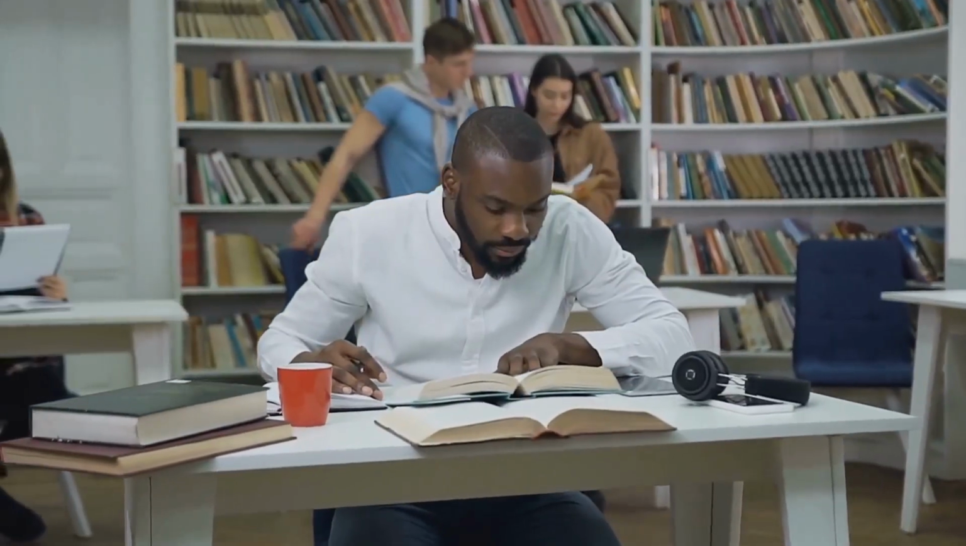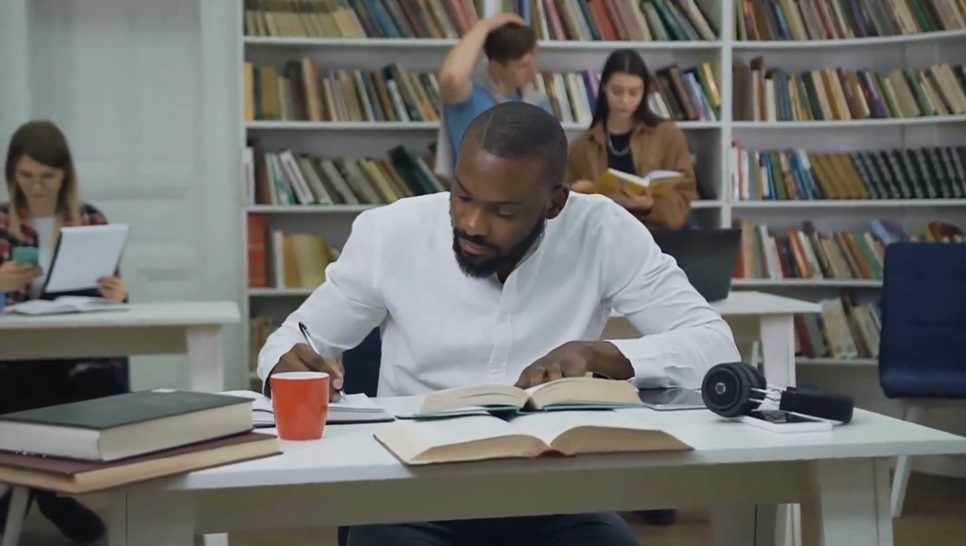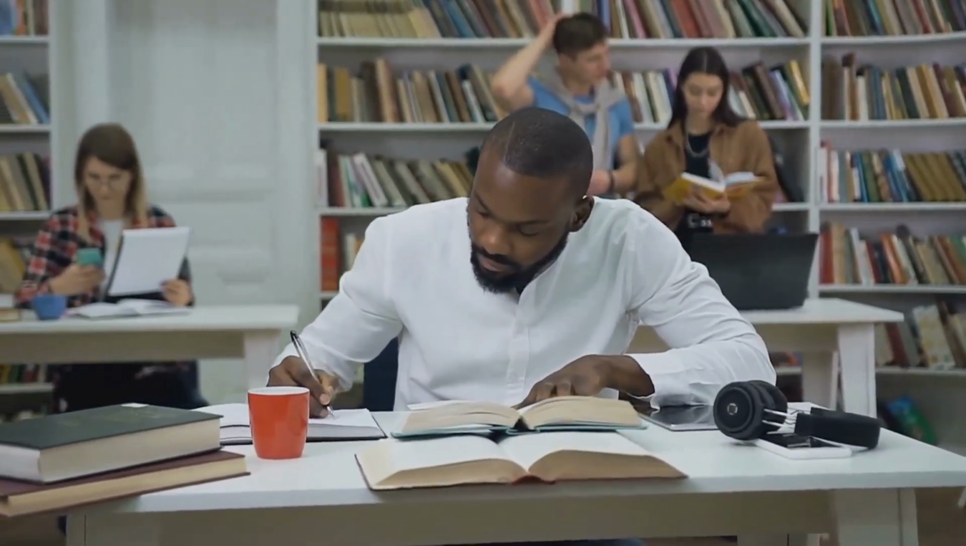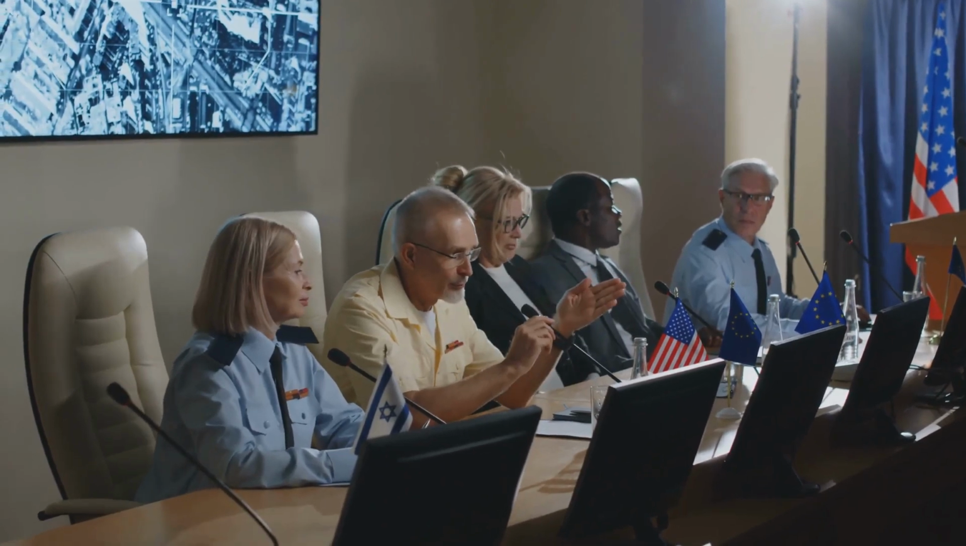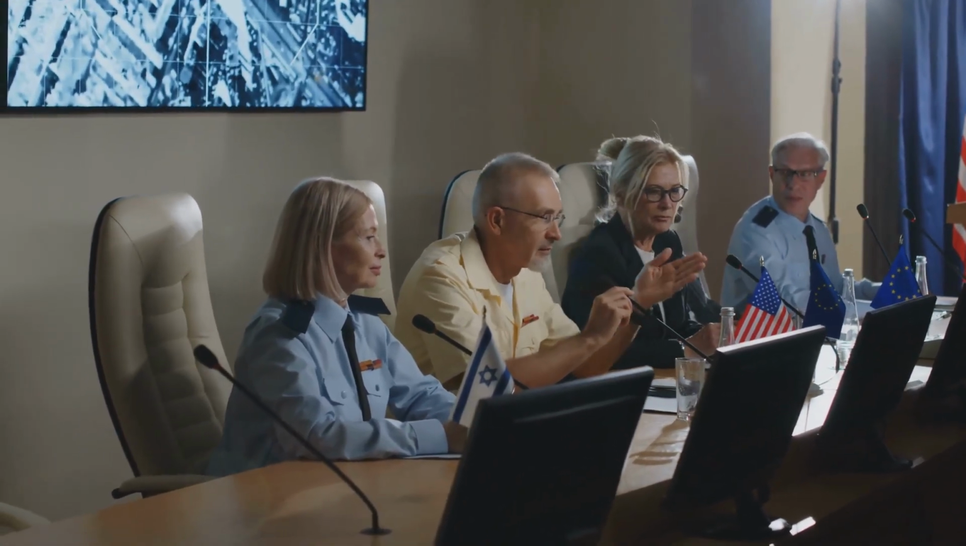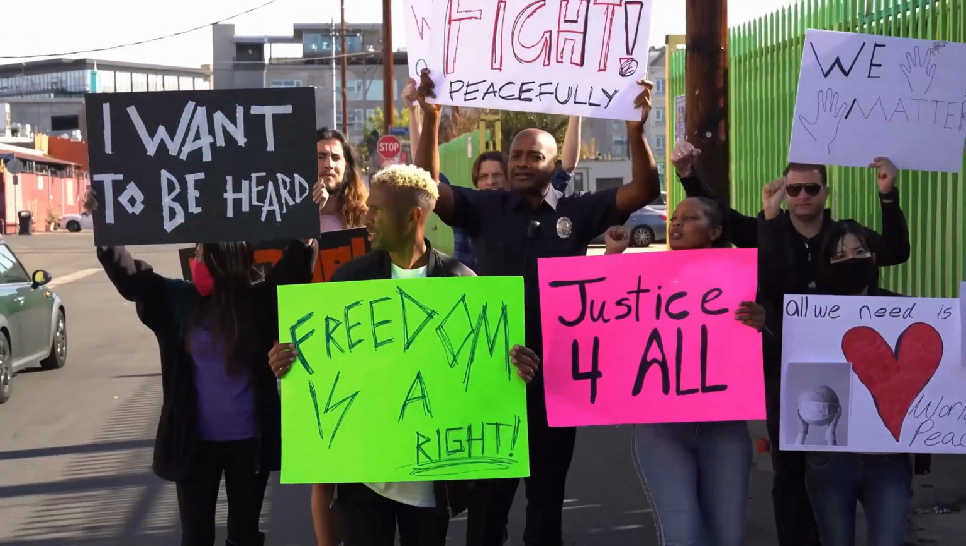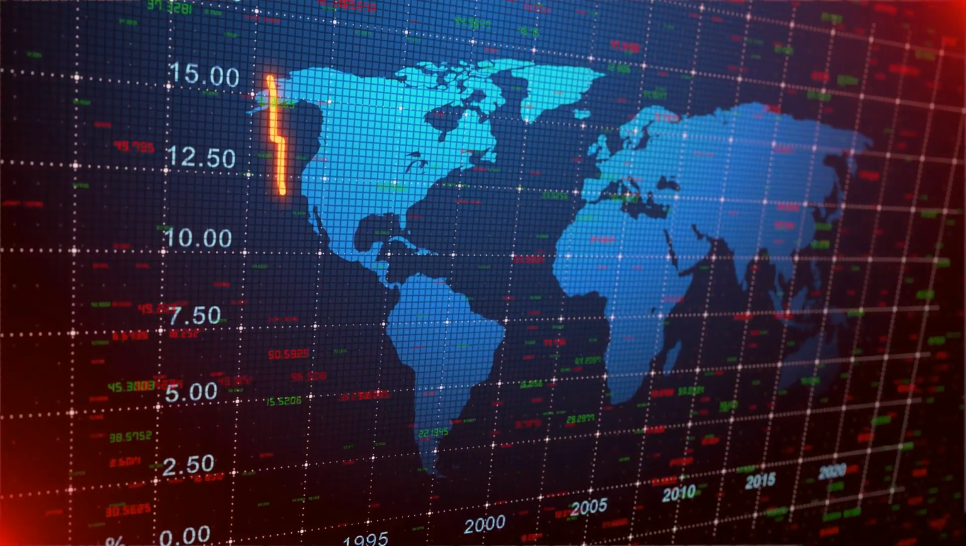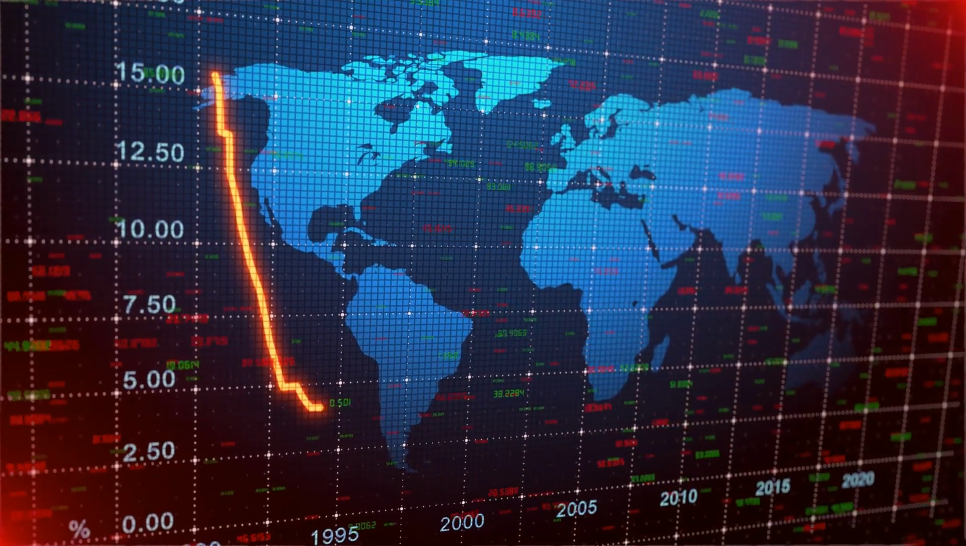Moreover, understanding these systems helps us to critically examine our own beliefs and assumptions. It challenges us to move beyond simplistic narratives and engage in nuanced discussions about the role of government, the limits of individual liberty, and the balance between economic growth and social well-being.